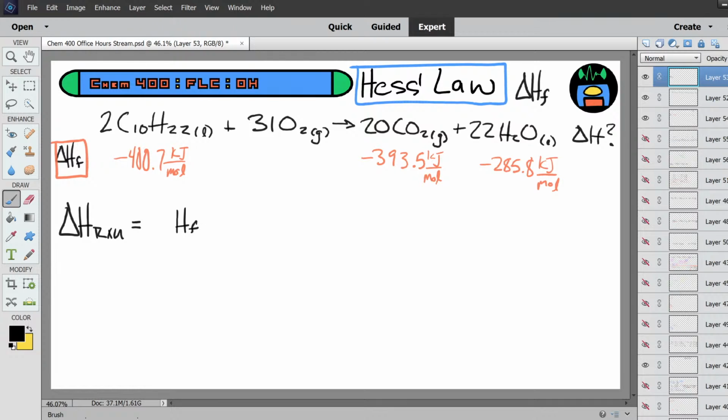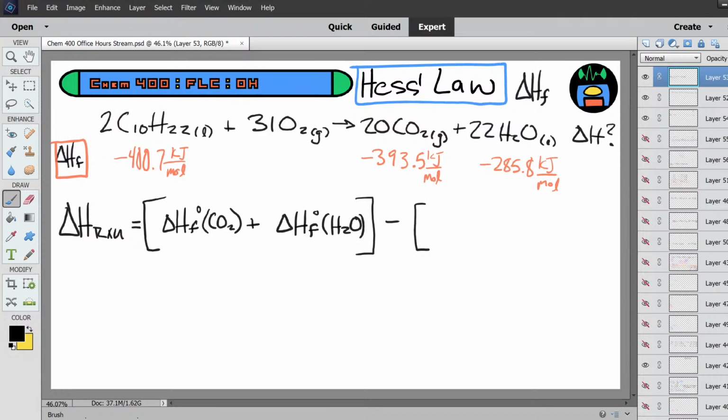We've got the delta H of formation for CO2 plus the delta H of formation for H2O, products minus reactants. Delta H of formation for C10H22 plus delta H of formation for O2. Now there's one really common mistake to make, and this is what you got to watch out for.